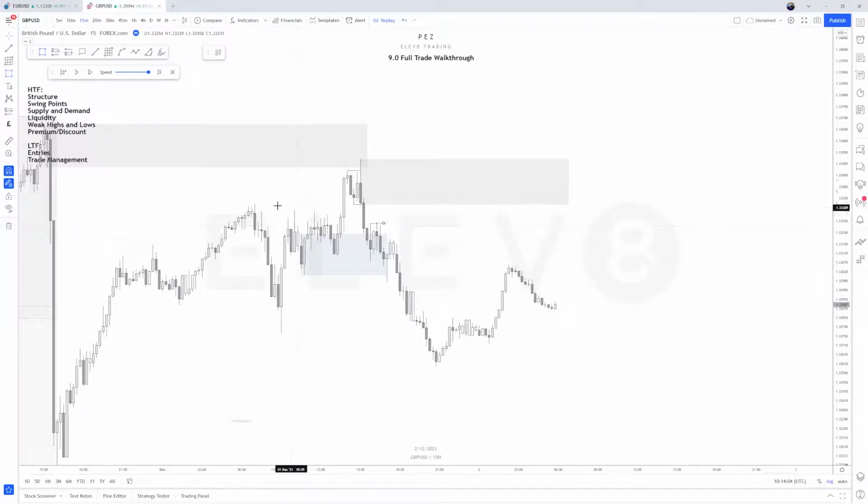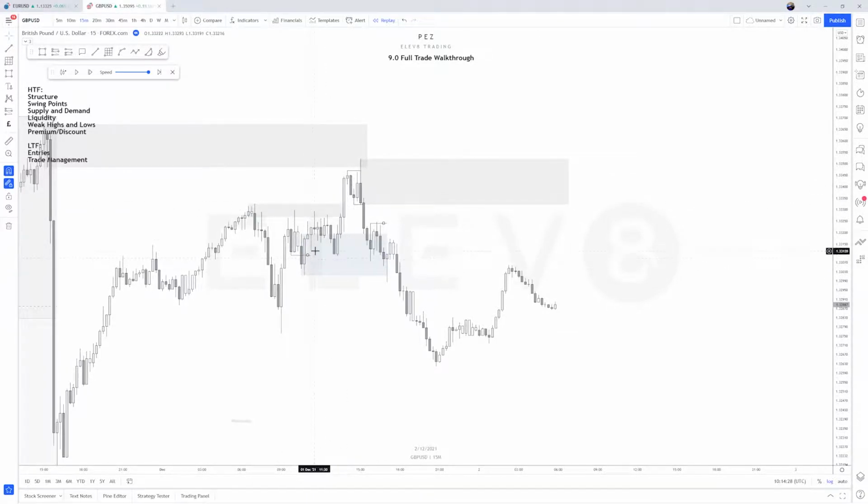I think this flipped this. So we came down, came up into this supply, pulled back. This swept this low here. So we tapped into this supply, created this low, and then had a sweep. And then this supply failed.